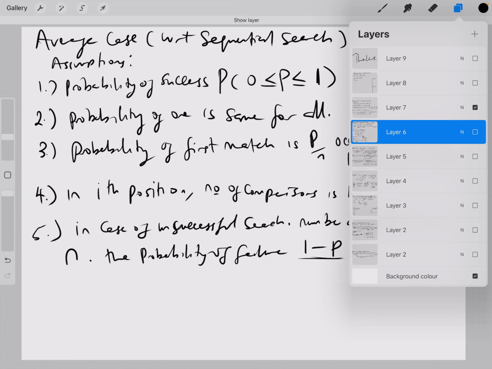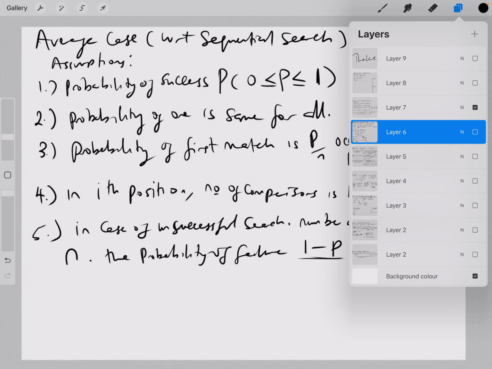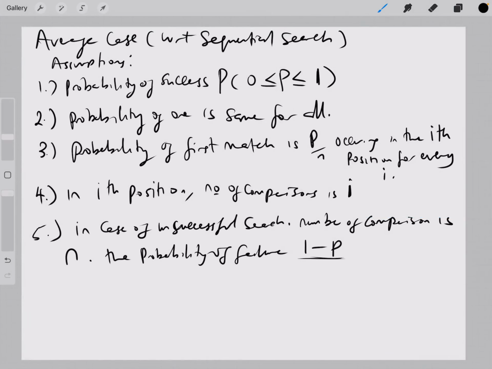All right. For the average case, we have to make some assumptions, especially with respect to the sequential search. In your exams, you are probably going to be given an algorithm for which you will do the average case or the best and worst case. Usually, nobody cares about the best case. Now, for the assumptions for sequential search, we know that the probability of success is p, and then p can be 0 or p can be 1.